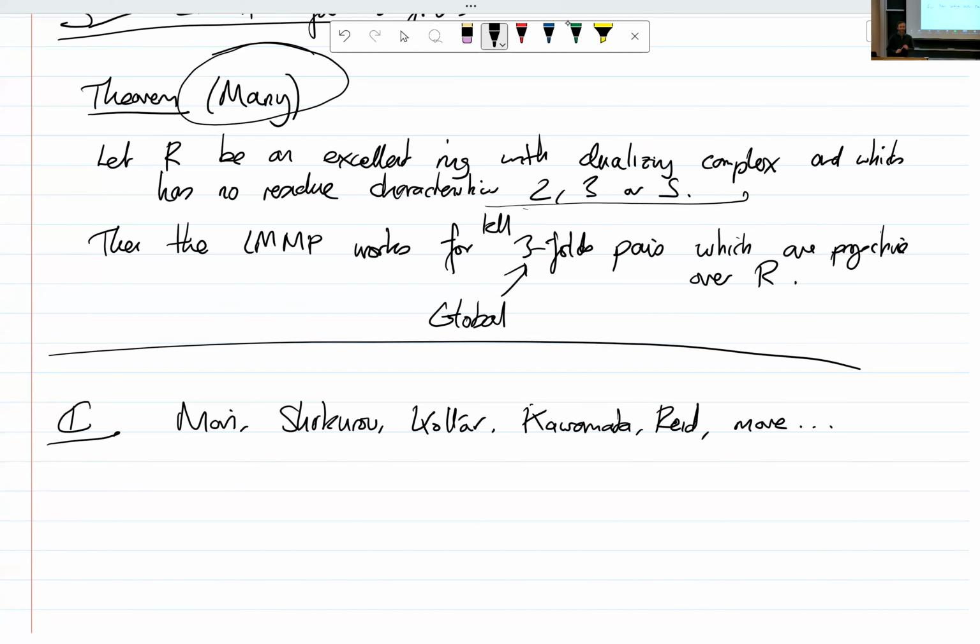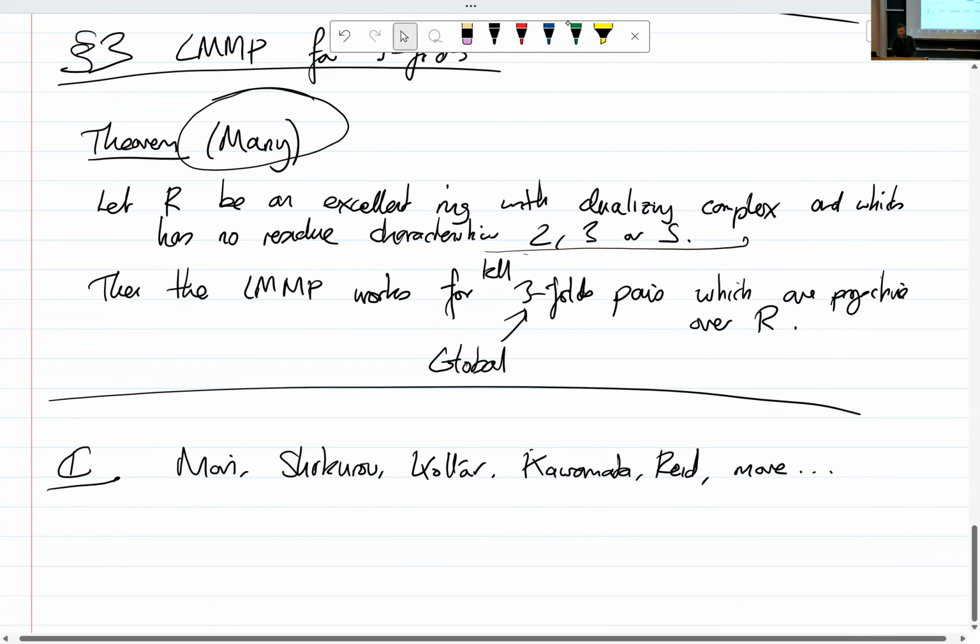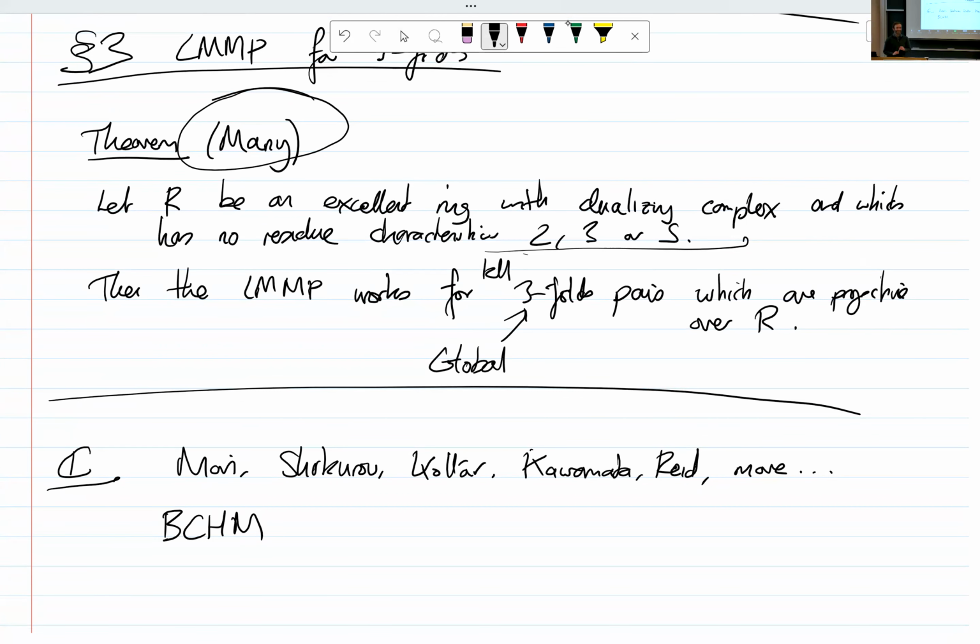Okay, but the point is this is the original MMP setup. And in dimension 3, I'm always talking about dimension 3, but at this point I'll say, because of BCHM, who are all in the audience right now, most of it works in higher dimensions too. So it works in all dimensions over C if the boundary is big, which covers general type log Fano cases.